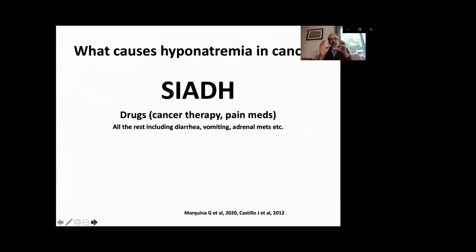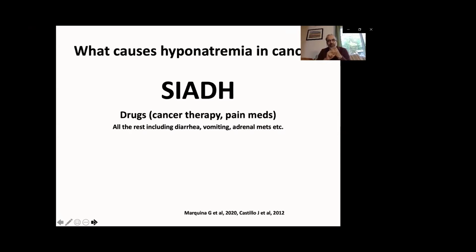When it comes to causes of hyponatremia in cancer, by far the largest cause is SIADH. Almost 75% of your patients with hyponatremia in cancer have SIADH. And then less frequently, you're looking at other possibilities. This will be cancer therapy, medications, and there are a number, and I'm sure you know better than me, pain medications.